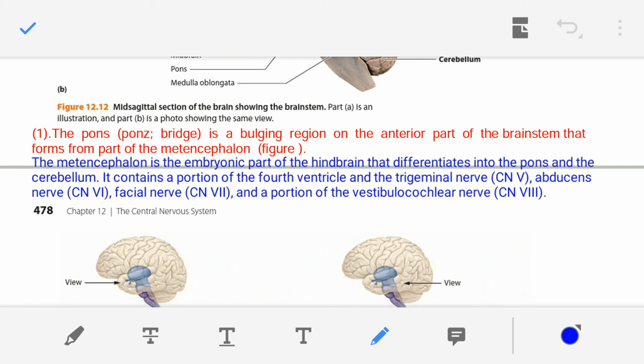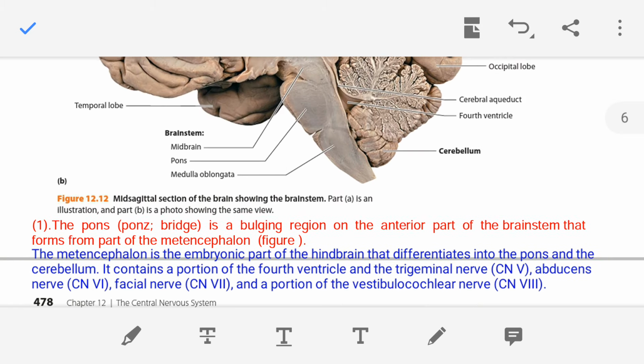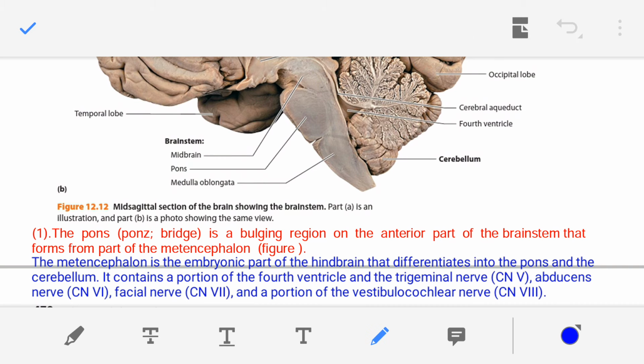Now, the pons is a bulging region. Here you can see it bulging out, this part. It is a bulging region present on the anterior part of the brainstem.